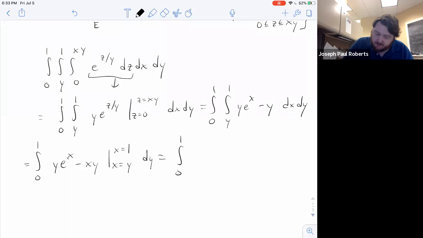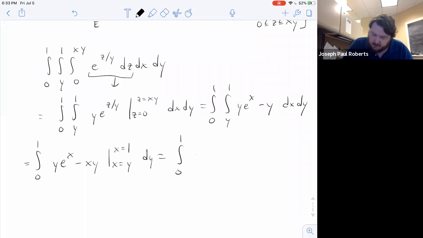And so we get, well, y e to the y minus y squared, and then minus, oh, sorry, I did the bottom bound first. So when x is 1, we get y e minus y. So y times e minus 1 is what we get when x is 1. And then when x is y, we're going to get minus y e to the y, and then minus negative y squared. I'm being careful with the minus signs. But anyway, that's what we get there.